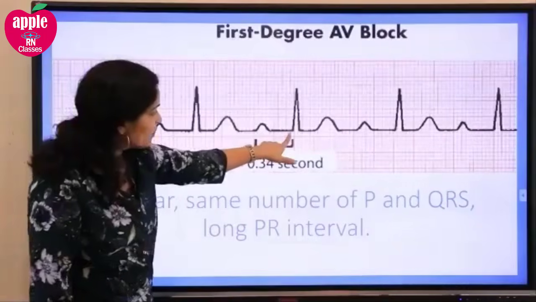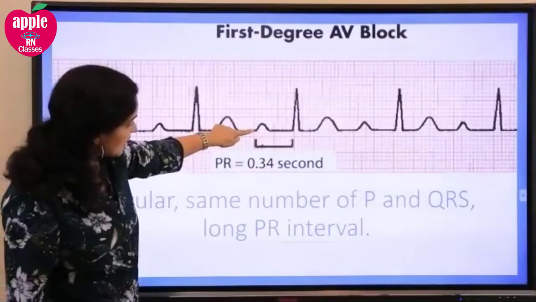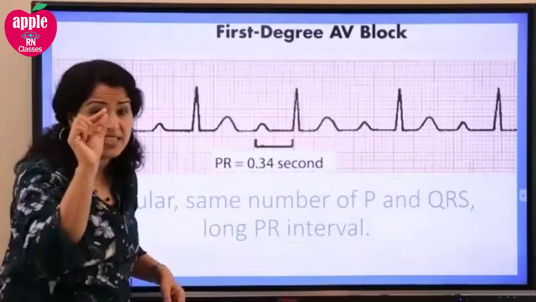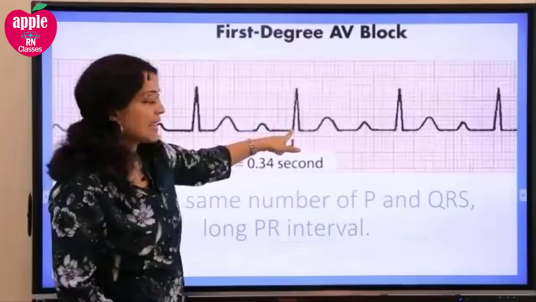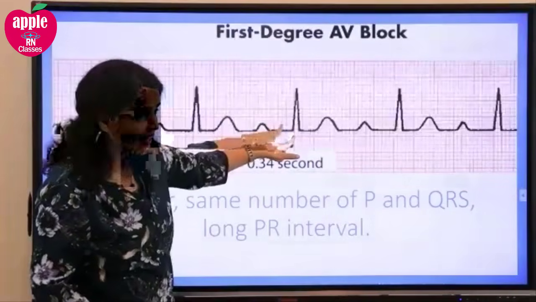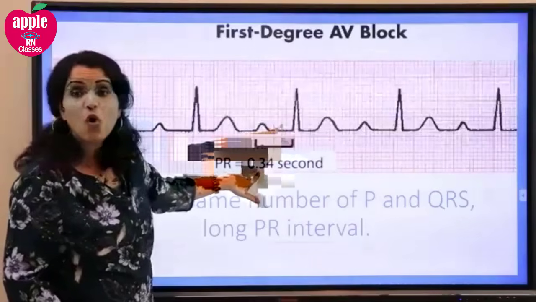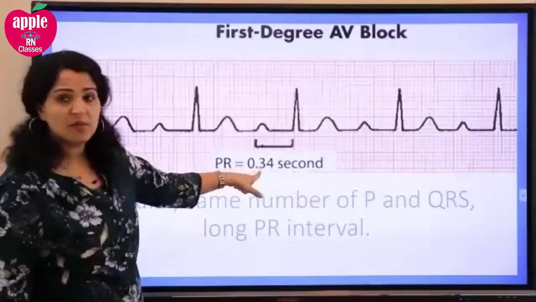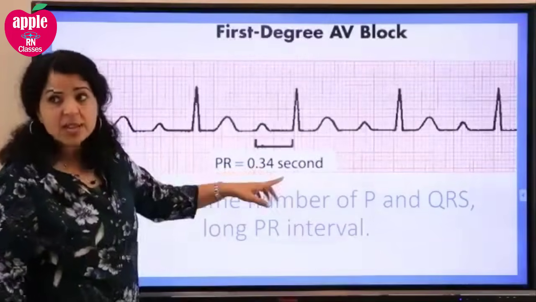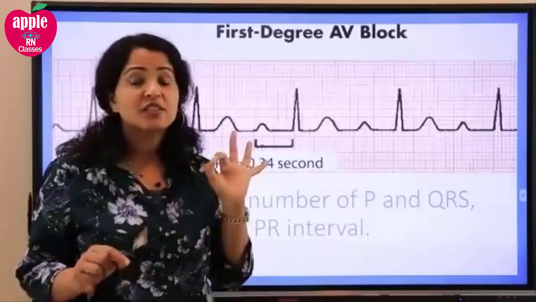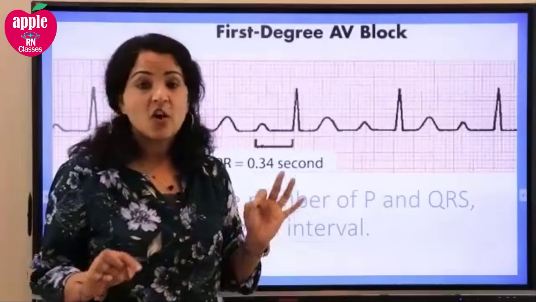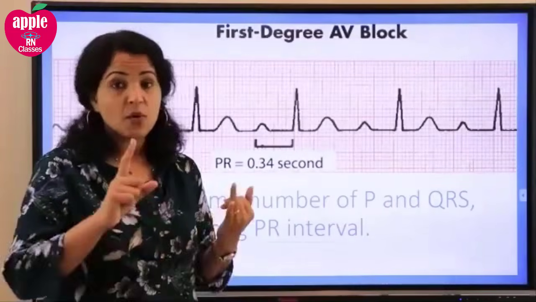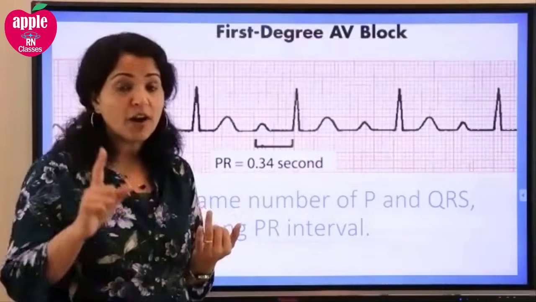But when you look at the PR interval, from the beginning of the P wave to... sometimes you will be able to see the Q, sometimes you won't be able to see a clear Q. So that's why we take it as the beginning of ventricular contraction. And if you look at that, that is more than 5 small squares. And this is actually 0.34 seconds. So this is the major thing you're going to look at. Very important: P is different from R. So the PR interval is the one you are going to look for.